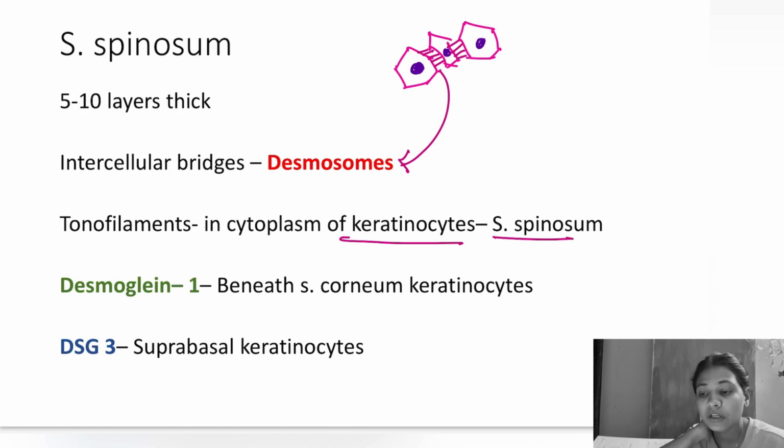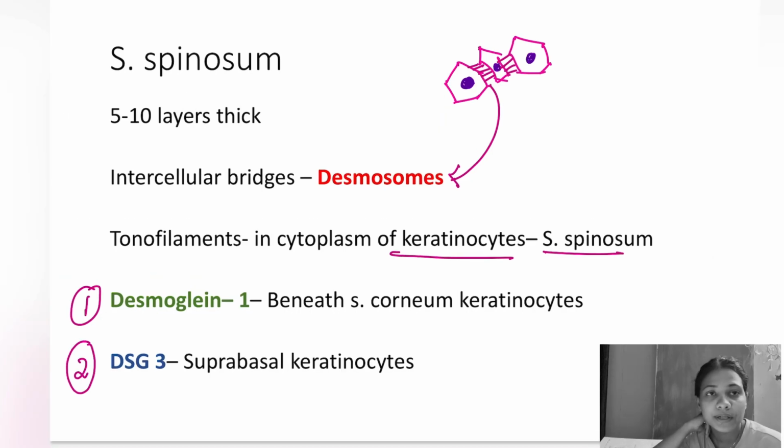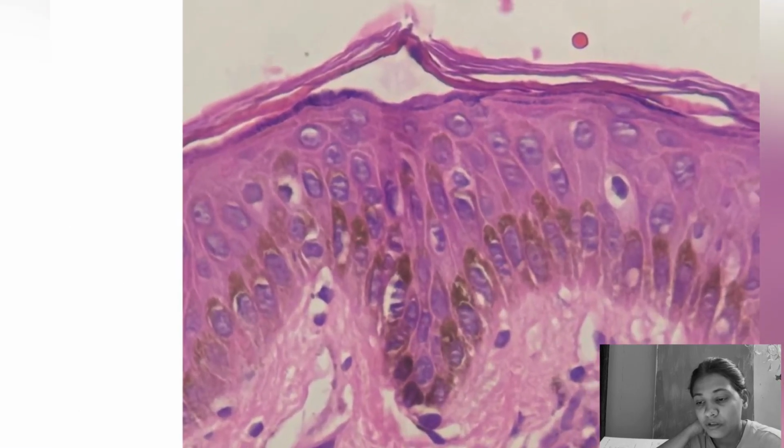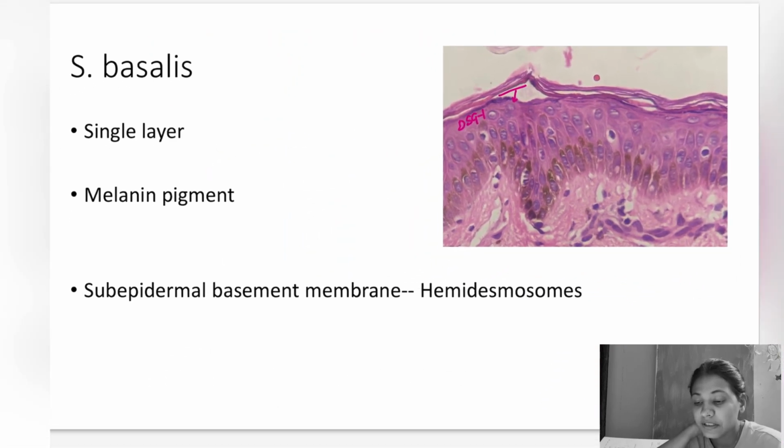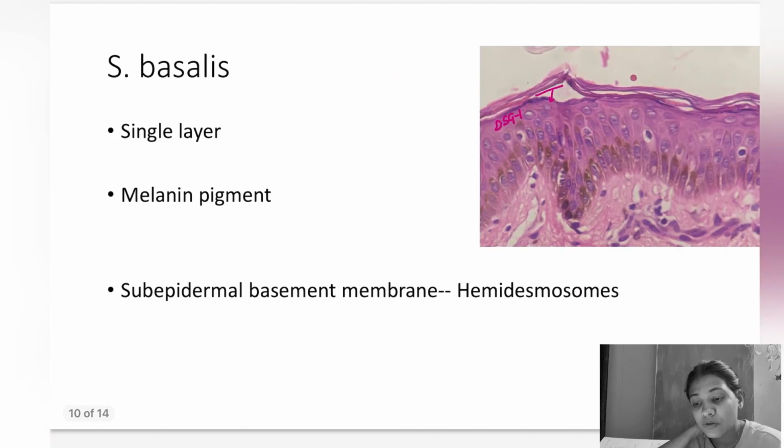Also, there are two more components that you need to learn from stratum spinosum: the presence of desmoglein 1 and desmoglein 3. So desmogleins and desmoplakins are multiple components that you see in stratum spinosum, and you can see that desmoglein 1 is usually present beneath the stratum corneum keratinocytes. So let me show you the picture here. So this is the stratum corneum. Beneath this is where we see desmoglein 1. However, desmoglein 3 is seen in the suprabasal keratinocytes.